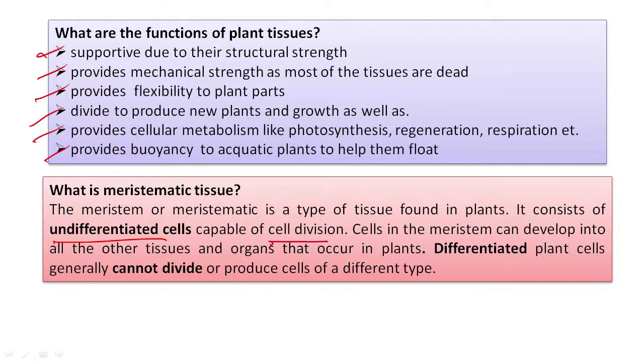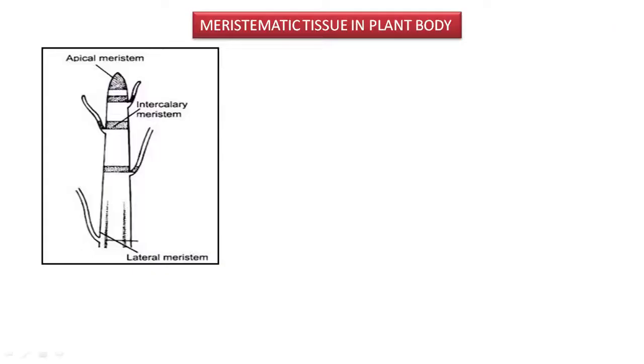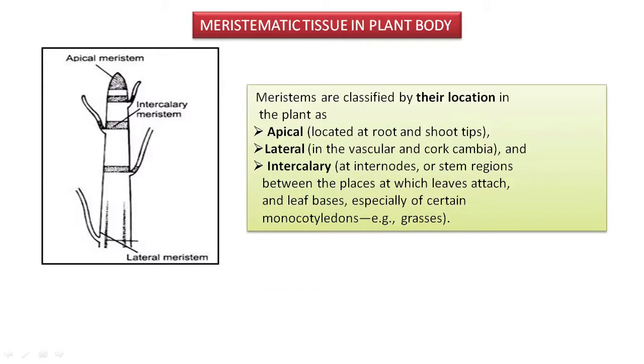Differentiated plant cells generally cannot divide or produce cells of a different type. Meristem forms new cells in injured tissues and is responsible for wound healing. Unlike most animals, plants continue to grow throughout their lifespan because of unlimited division of meristematic regions. Here is a figure about the different types of meristems.